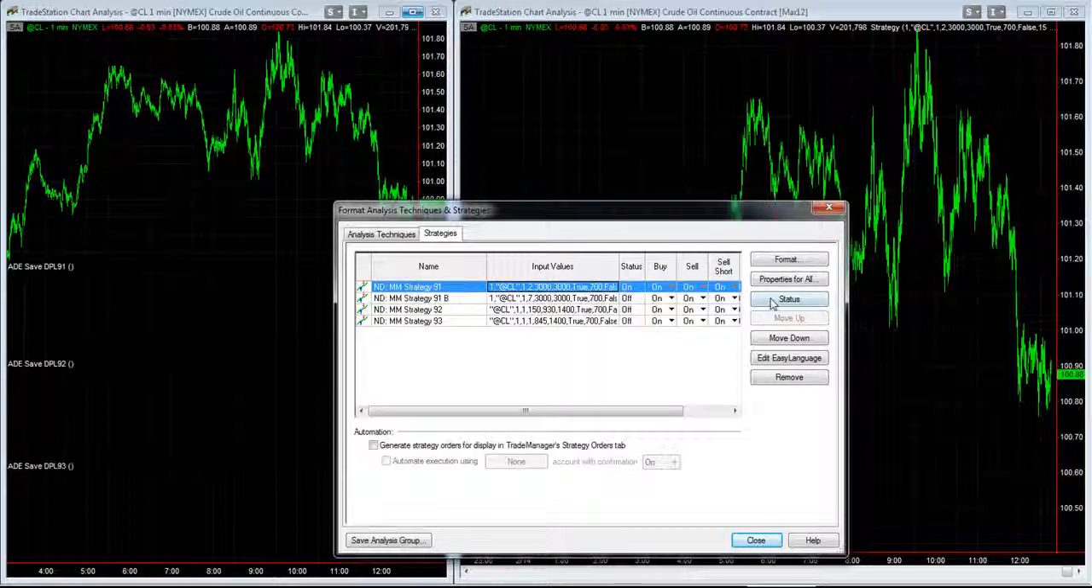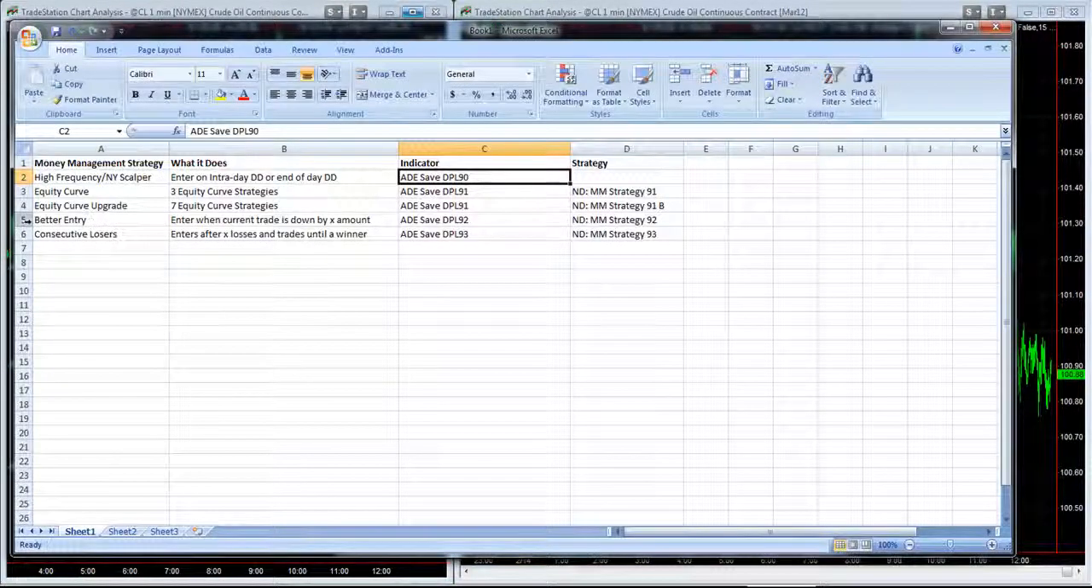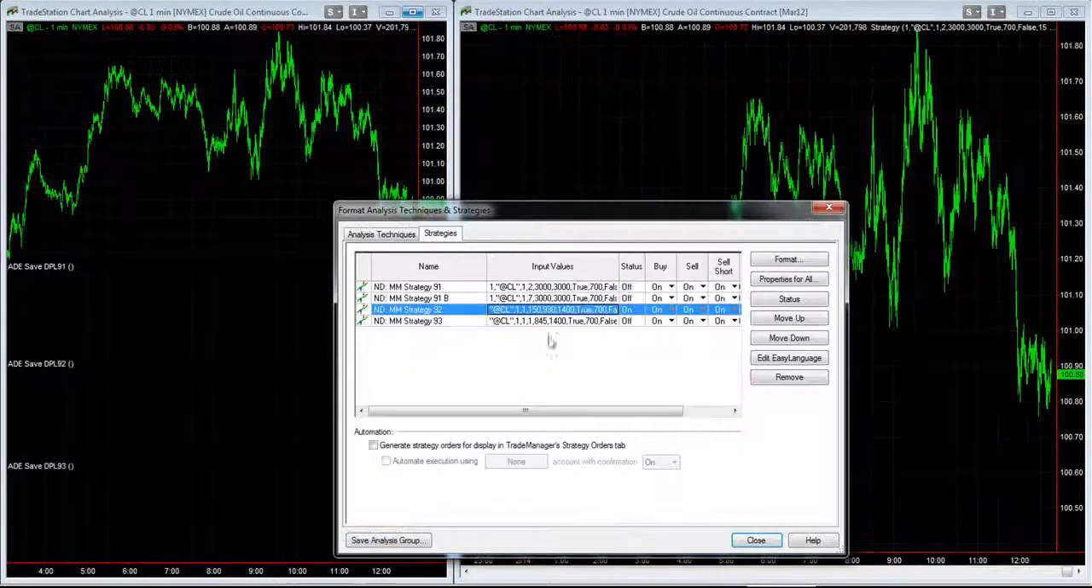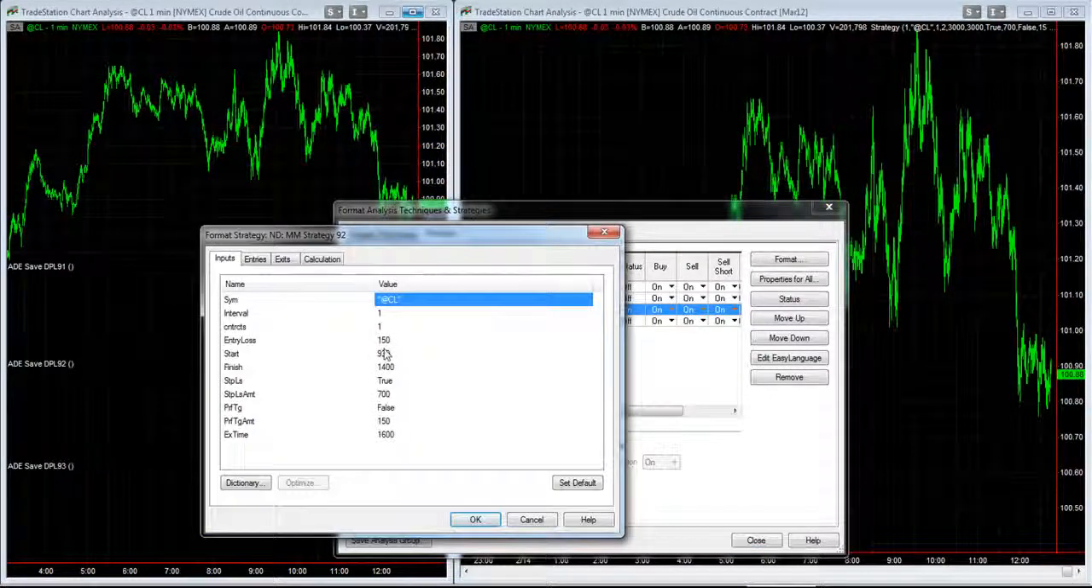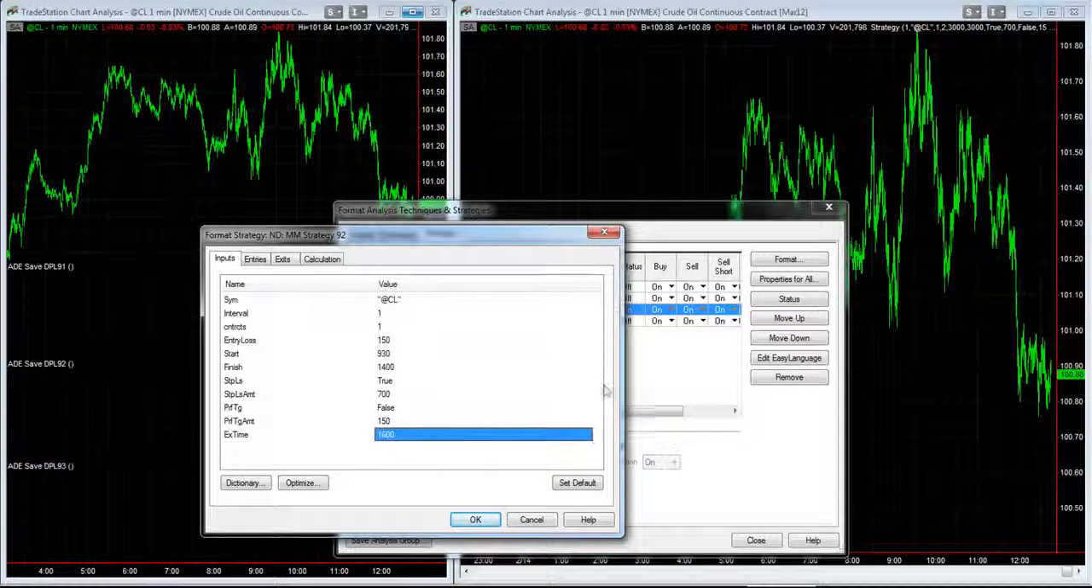So we're going to turn the 91s off, which is the equity curve algorithms, and we're going to turn on the 92, the strategy 92, which is the better entry algorithm. And we're going to take a look at that. I've set that to 150, entry loss of 150, start time in 1930, 1400, 2 o'clock Eastern time finish. These inputs are on Eastern time, and then we exit it at 1600, which should be 1430.